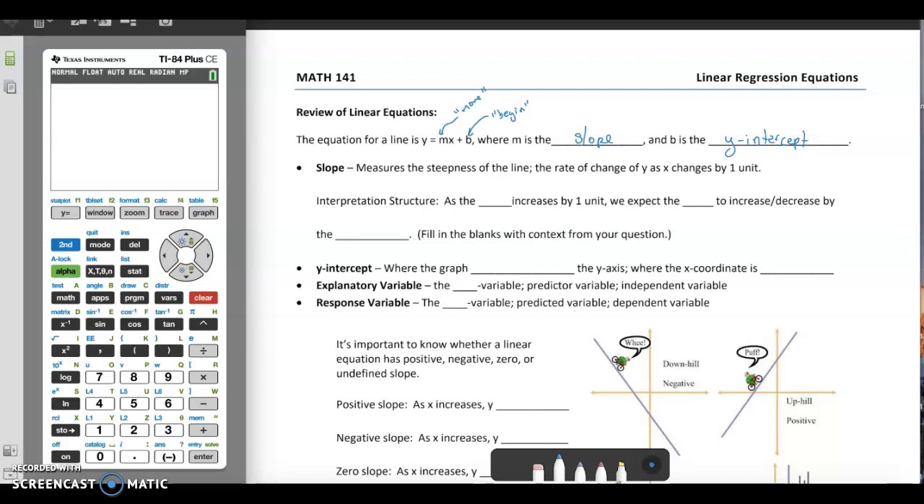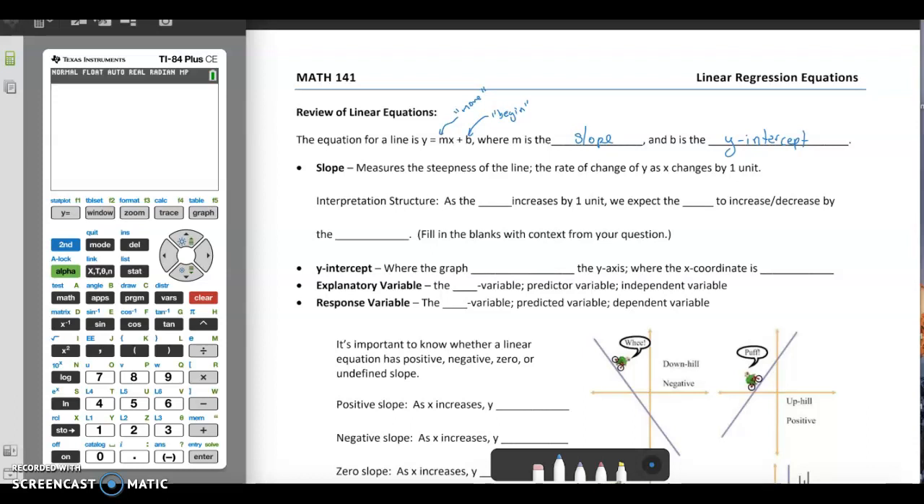Slope measures the steepness of your line. It's the rate of change of y as the x changes by 1 unit. So a lot of times we like to divide that slope all the way down so that the denominator is a 1 in order to really interpret what it means. However, when we're graphing it, we like to look at it in its fractional form still.